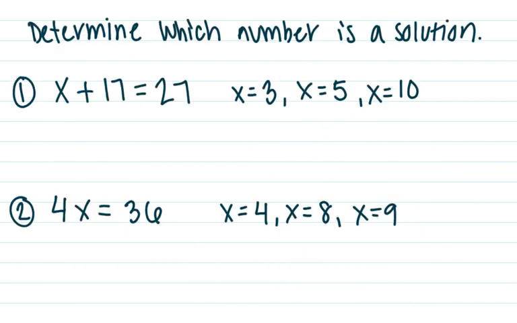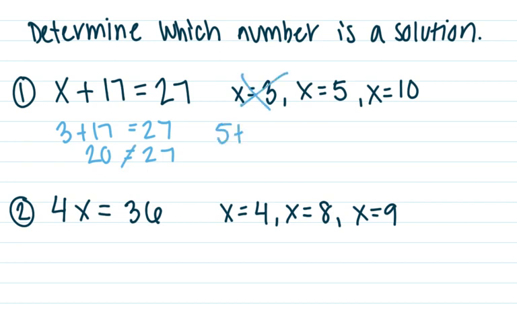They're going to give us some options here. We want to know which one is going to make the equation true. So I'm going to plug these in and see which one makes it true. The first one is x equals 3. So 3 plus 17 equals 27. 3 plus 17 is 20. Does it equal 27? No, so this one does not work.